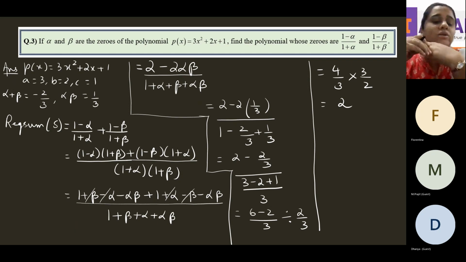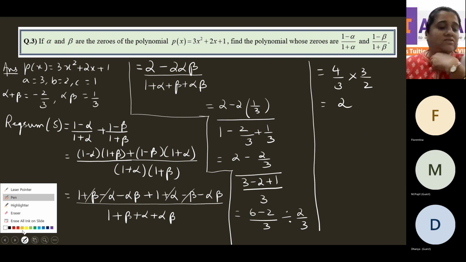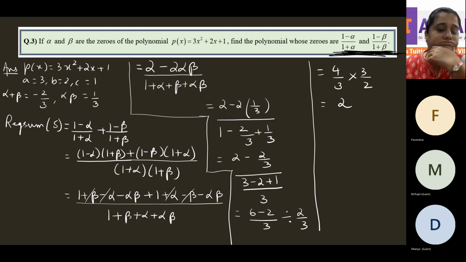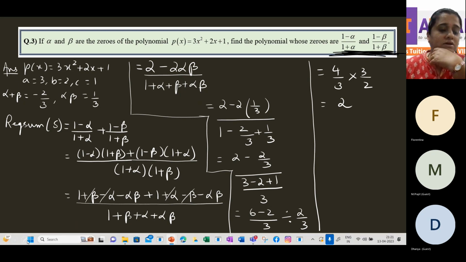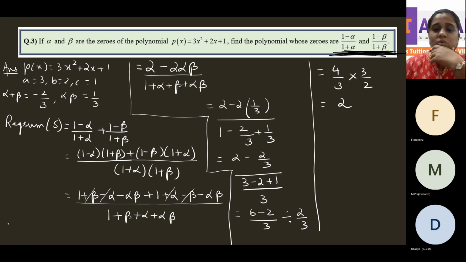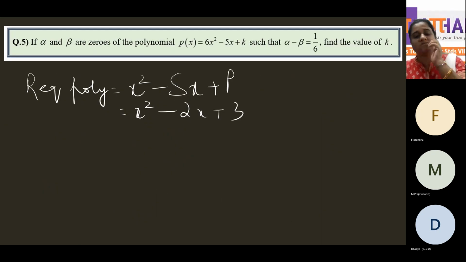So we are given a quadratic polynomial. We need to find alpha and beta, the zeros of the given quadratic polynomial. So find alpha plus beta and alpha beta. Then we need to construct another polynomial whose zeros are given here. These are the zeros. So you must find the sum of these zeros and the product of these zeros. So that's what we have done here. We found the required sum and the required product, 2 and 3. And then the standard form, x squared minus sx plus p.